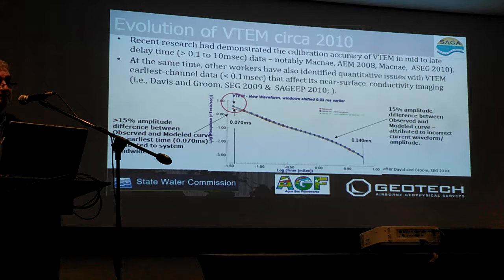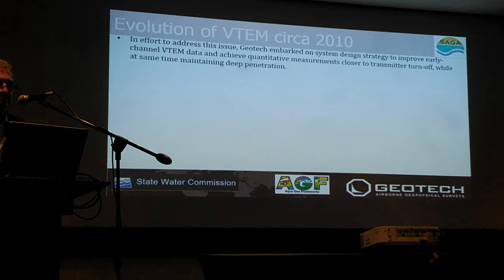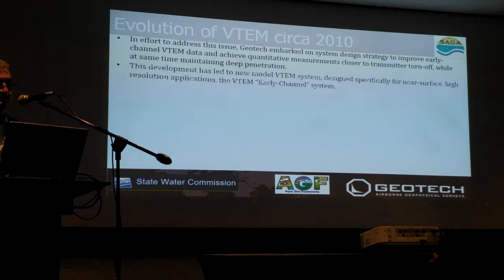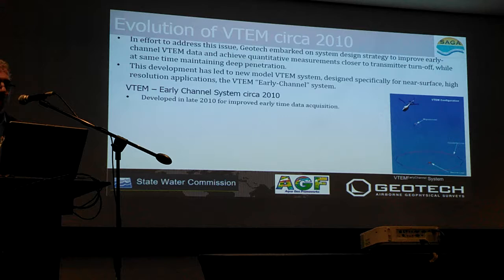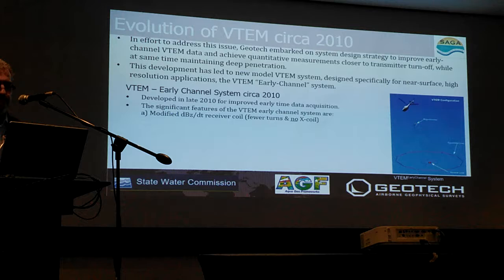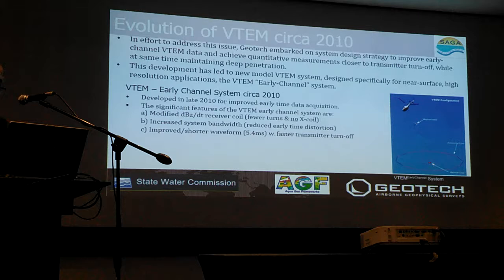So we had to do something about it. What do we do to address this issue? Let's try to get better early time data for groundwater mapping. What we tried to do was develop what's called an early channel system. That early channel system was basically a new receiver, developed in 2010, just for groundwater work. It was a new receiver coil, fewer turns, and no X coil. Because it had fewer turns, it had an increased bandwidth. Fewer turns, you get better bandwidth. So there was reduced early time dispersion. And we were using a shorter transmitter waveform, with a faster turnoff. So we hoped that would help.